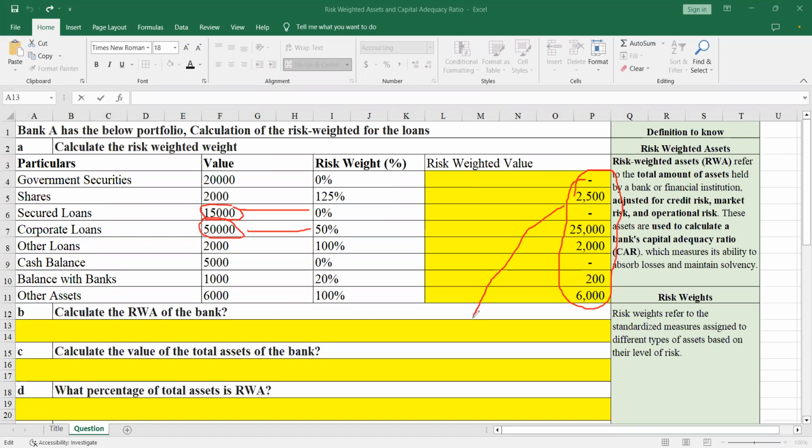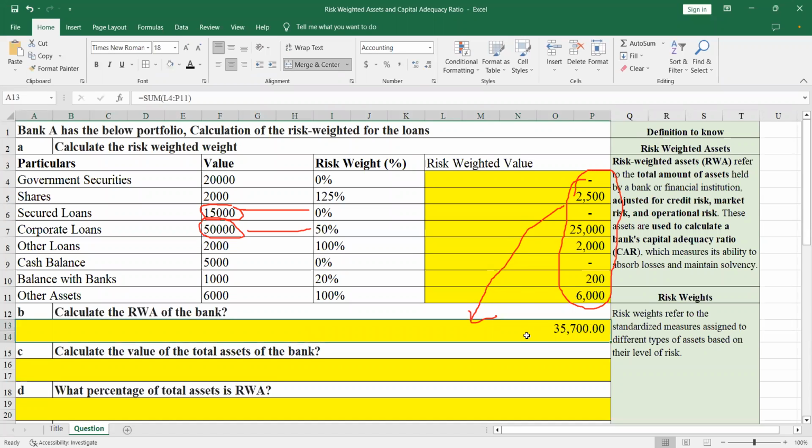The sum of these risk-weighted values is your risk-weighted assets. So essentially, the risk-weighted assets of this bank is 35,700.